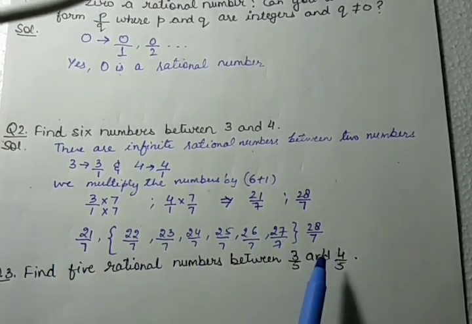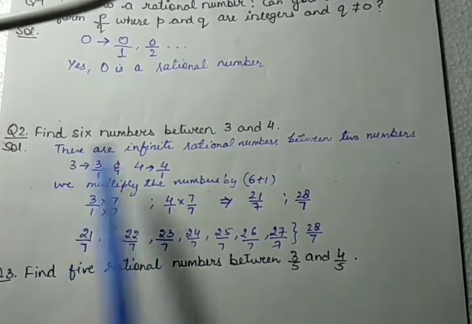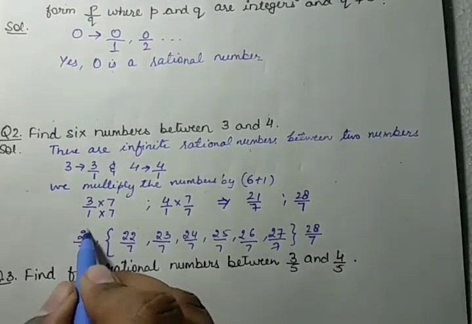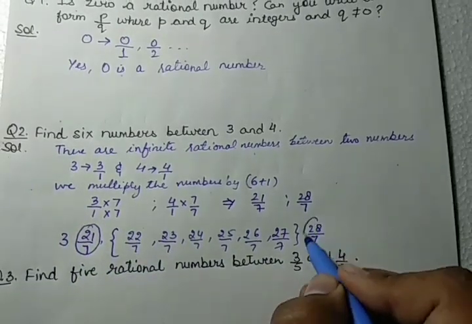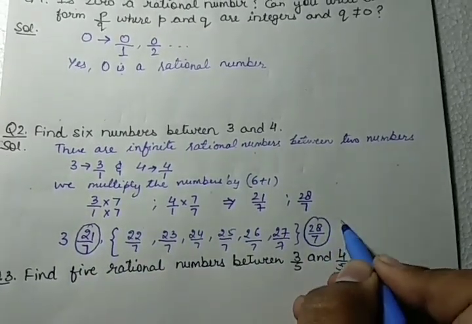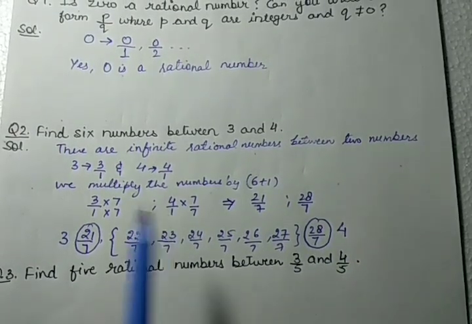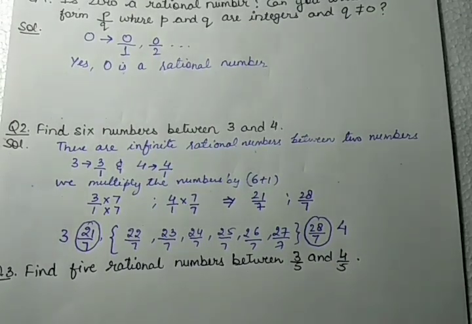21 upon 7 and 28 upon 7 were not required because we were requiring numbers between these two numbers. Actually, this 21 upon 7 is nothing but 3, and this 28 upon 7 is nothing but 4. So I hope now you have understood how to find any number of numbers between two numbers.